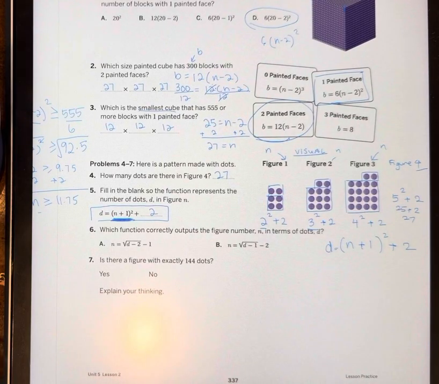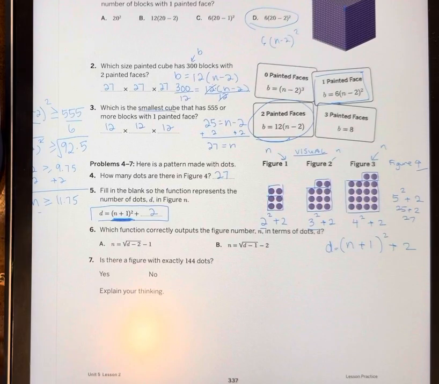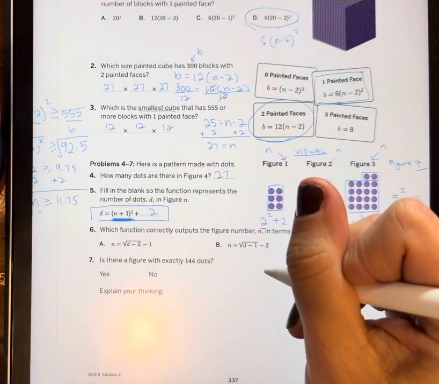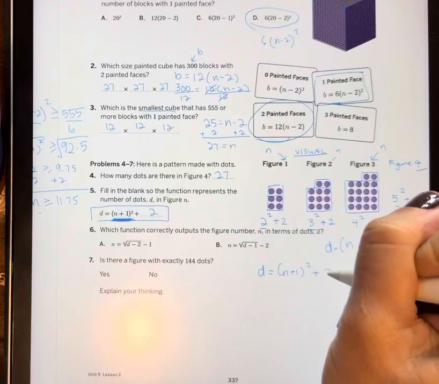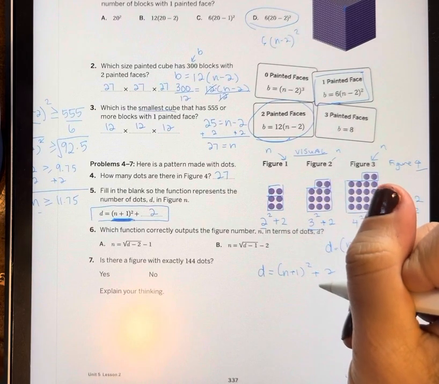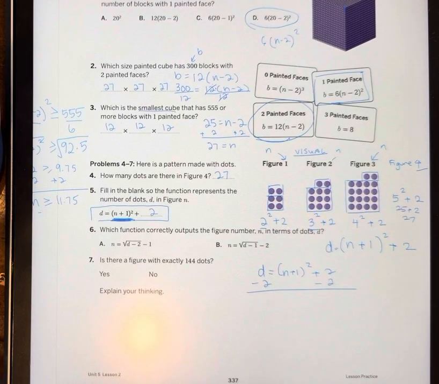Okay, awesome. Which function correctly outputs the figure number n in terms of the dots d? So for this one, we got to rearrange this equation here, all right? We're going to go with d equals n plus 1 squared plus 2. You guys, we can do this with the visual way that they show us in the next section, or we could just do this with the algebraic way. So I'm going to do the algebraic way real quick on this guy.